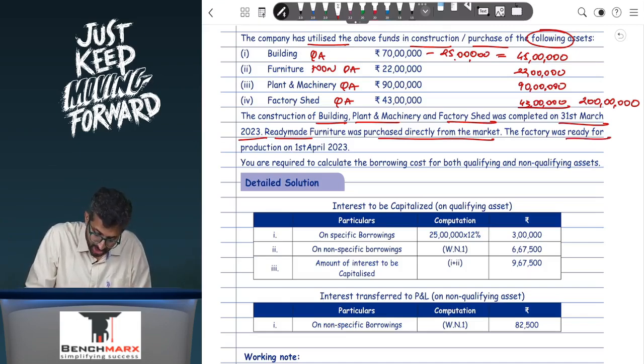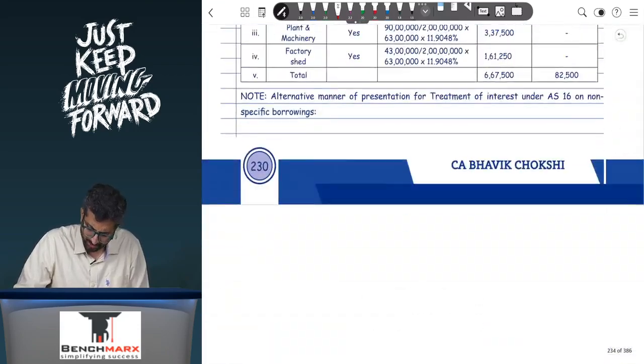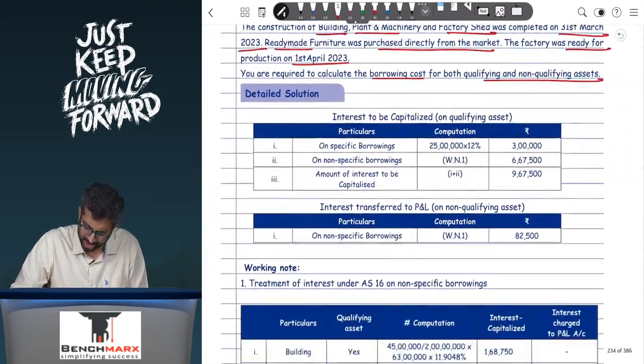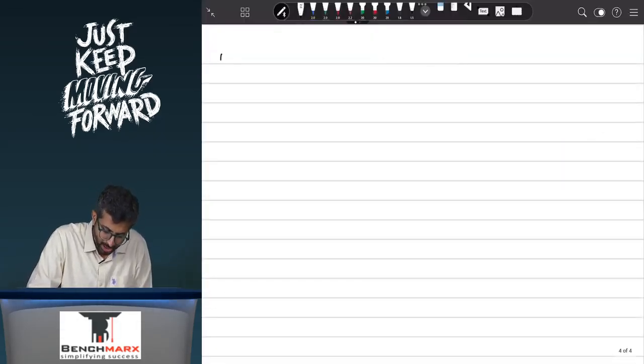Factory was ready from 1st April 23. You are required to calculate the borrowing cost for both qualifying and non-qualifying assets. So this is for both qualifying as well as non-qualifying. So how will I do that? Well, if I have space over here, there are multiple ways in which this can happen. So when I look at, let us say, building, for building there is a specific borrowing of 25 lakhs, at the rate of 12% into 12 by 12.